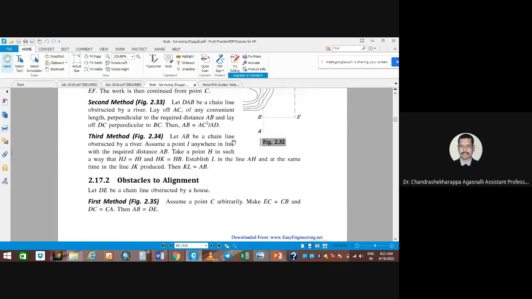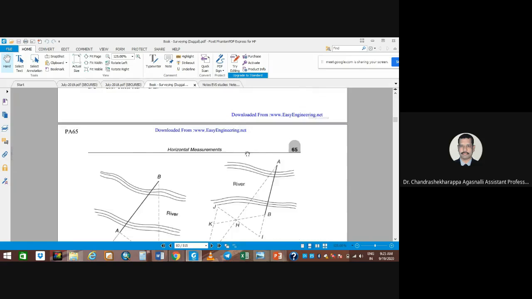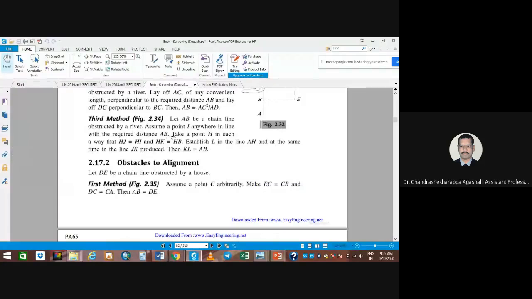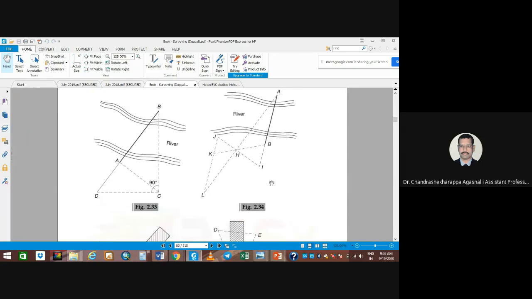Third method: let AB be the chain line with an obstacle, a river. How are you going to measure it? Assume a point L anywhere on the line of the required distance AB, then take an H in such a way that here I is AB.